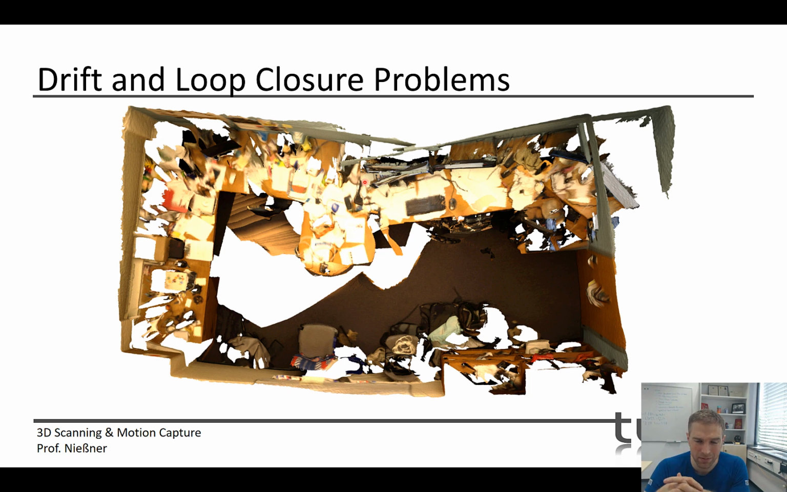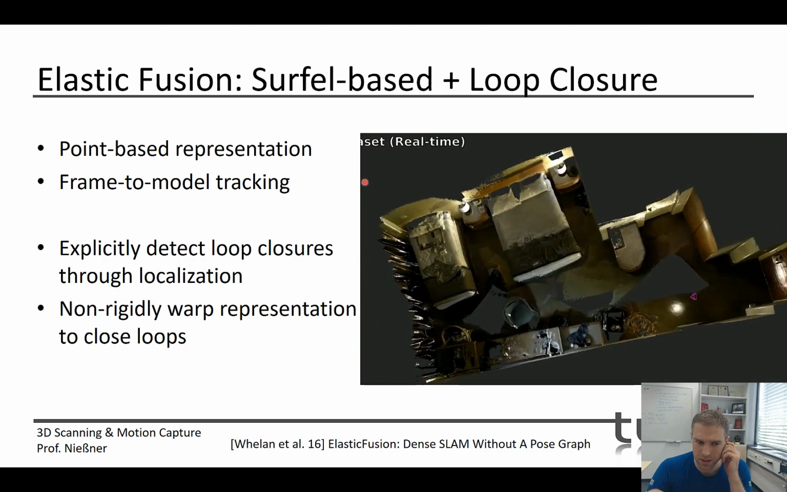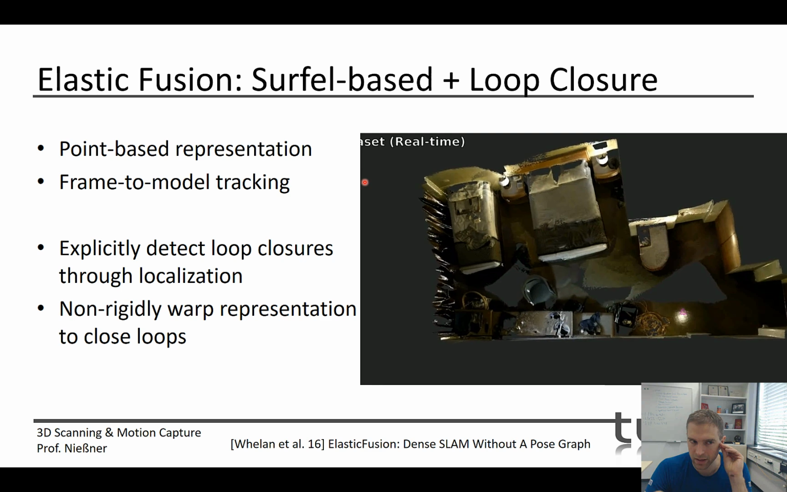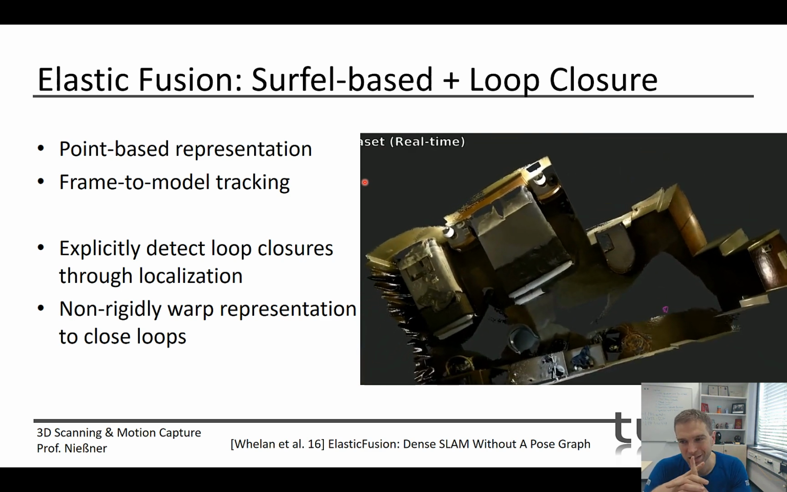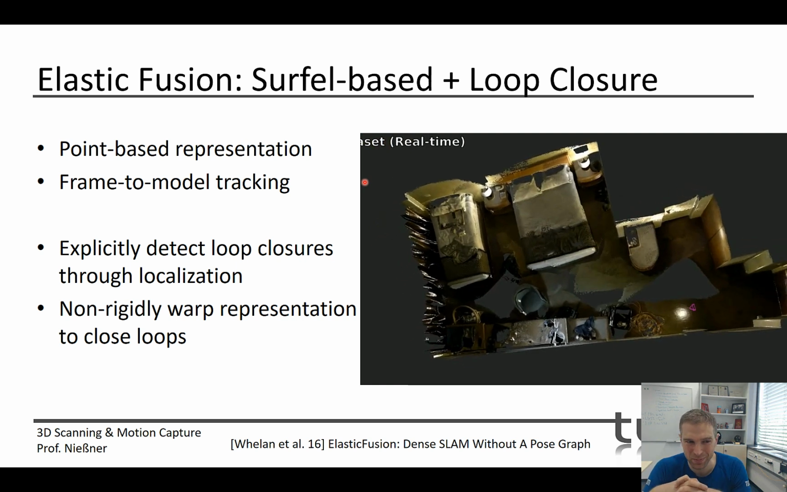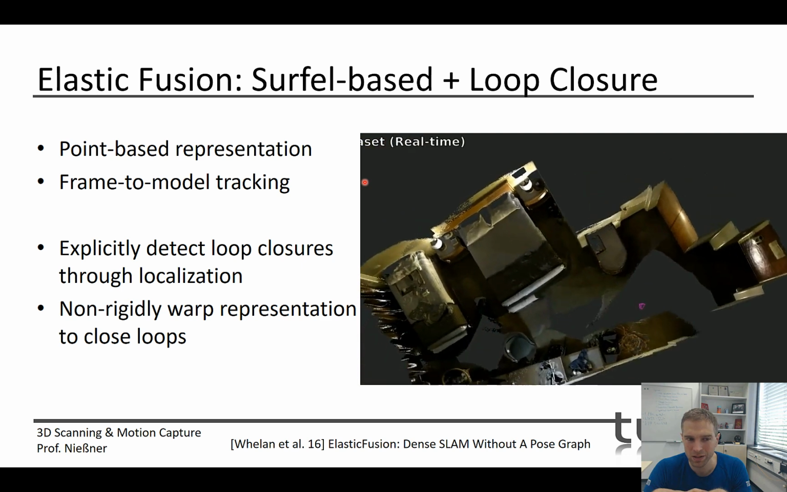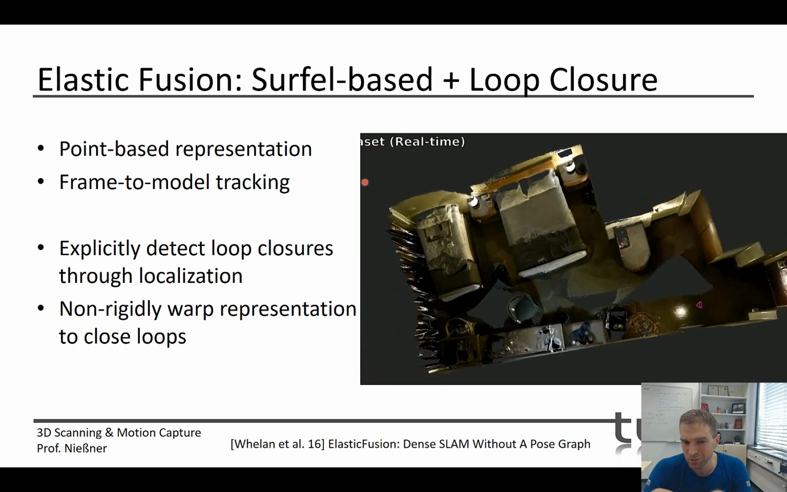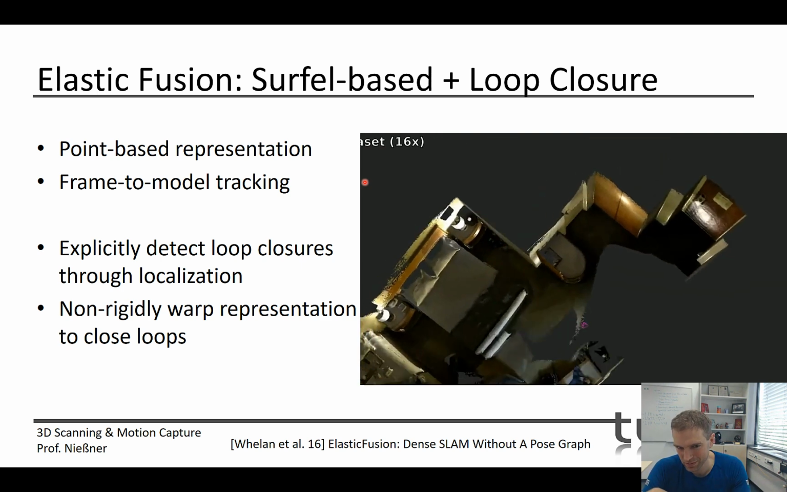But let's see, there's a couple of ideas how to do this, and I wanted to show a few ideas. So one question is, how do we even update the surface? This is ElasticFusion, which is a really cool work. What that is doing, it's using a point-based representation based on circles. And the idea is, with the circles, you can update it much better. You still do frame-to-model tracking, but you detect loop closures by localization. And if you're detecting a loop closure through localization, you're just doing a non-rigid warp to close these loops.